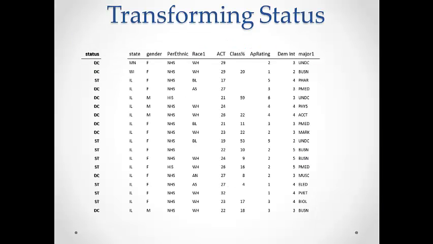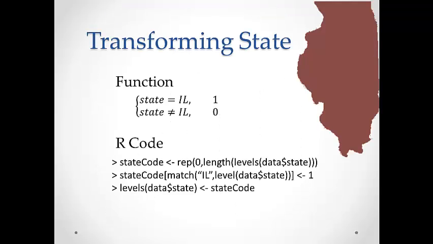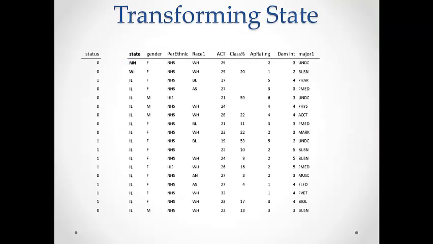Back in the data set, you can watch our transformation work its magic. Here we have the same type of transformation as status, but in this case, the value of Illinois is set to 1, and everything else is set to 0. And again, here we have the code at the bottom. And here's our transformation at work.